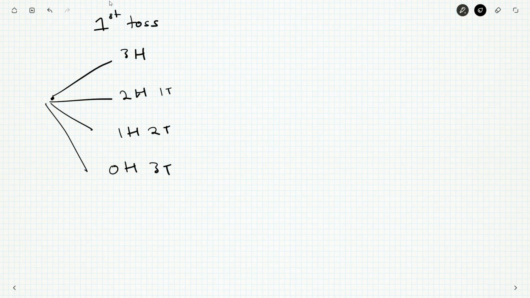And depending on this toss, George has a certain number of coins to work with. So 0 coins for George, 1 coin, 2 coins for him to toss, and 3 coins. Okay.